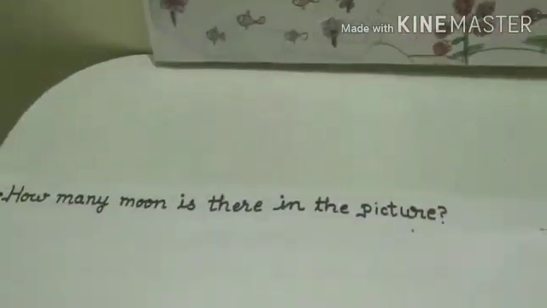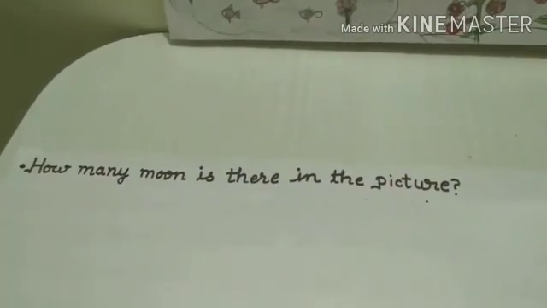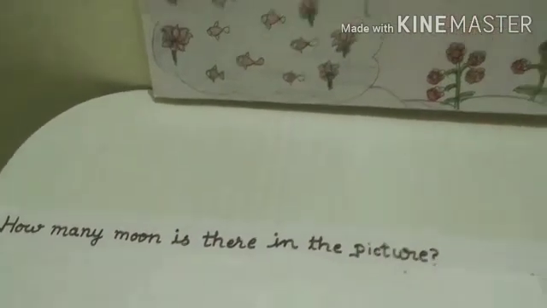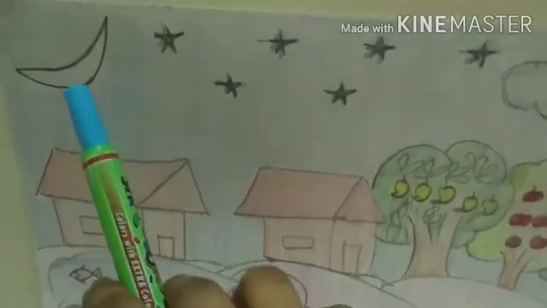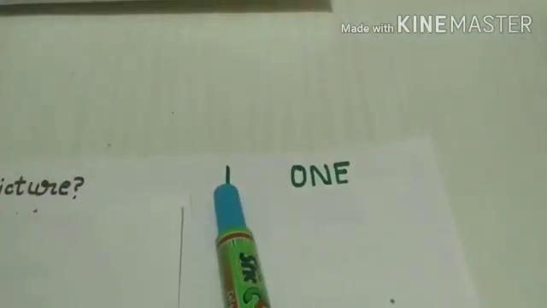Look at this picture and observe it carefully, and related to this you have to give answers. So what is the first question? How many moons are there in the picture? We can see here only one moon is given. So we'll write in the answer only 1. So what is the spelling of 1? O-N-E, 1.